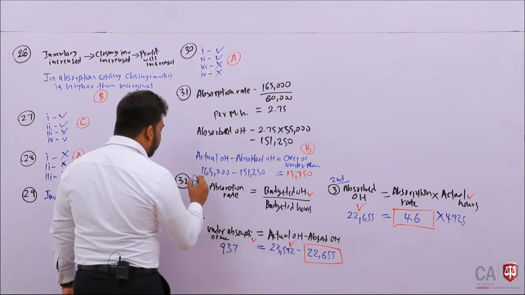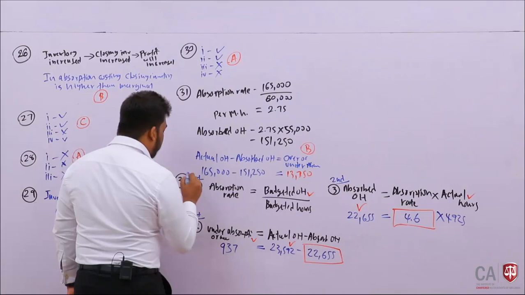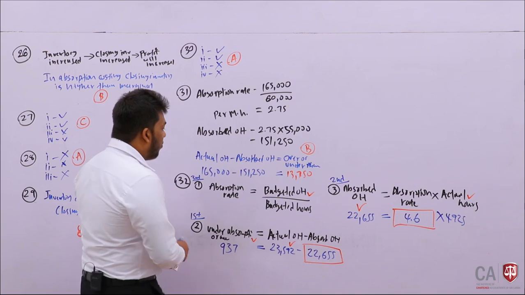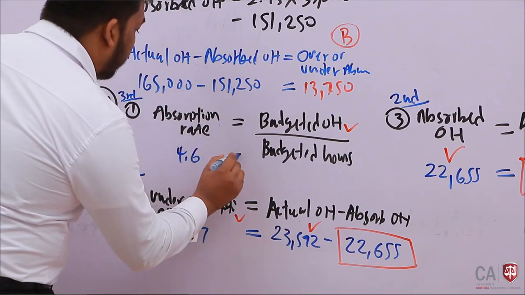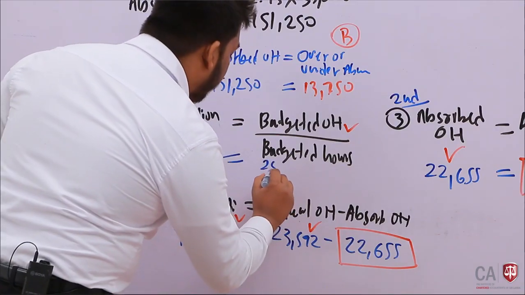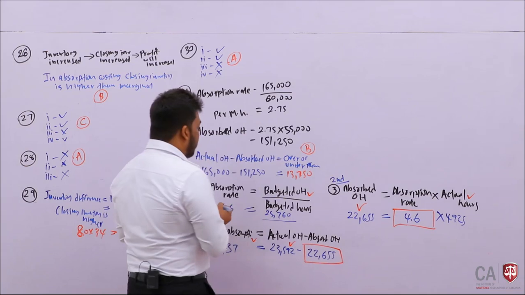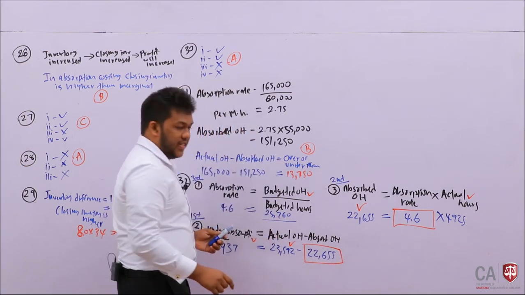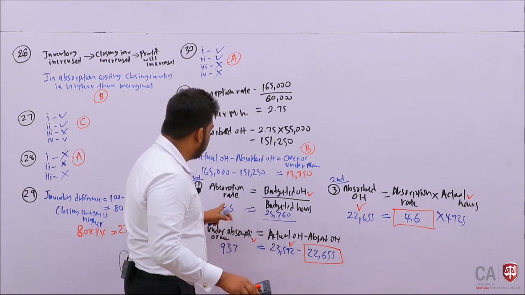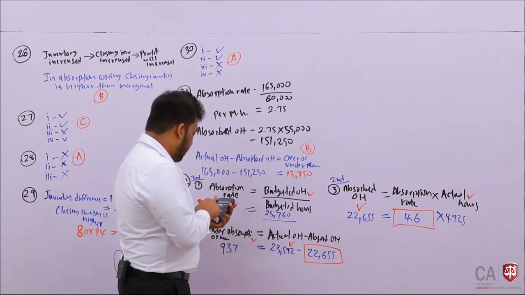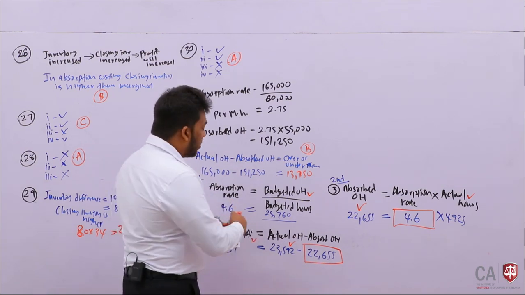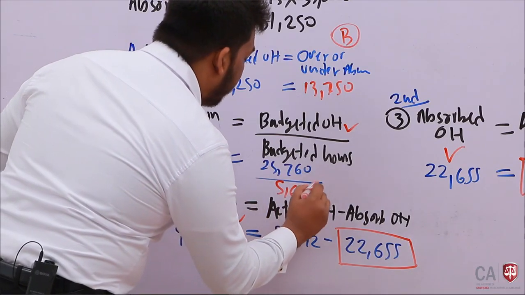Then go for the third one. 4.6 you have to input here. 4.6 equals budgeted overhead given. How much budgeted overhead? 25,760 divided by whatever the answer you will get here is the answer for the question. So how to get that? This divided by this. Just change this. 25,760 divided by 4.6. That is 5,600.